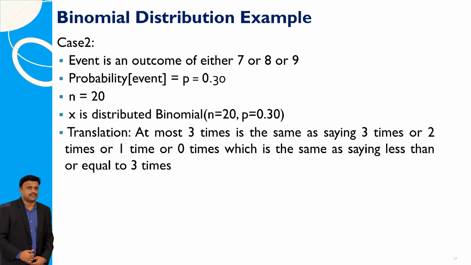In case 2, the event involves landing on 7, 8, or 9 with a probability p equals 0.30. Given n equals 20 spins, the number of such outcomes follows a binomial distribution, n equals 20, p equals 0.30. The probability of this event occurring at most 3 times is the sum of the probabilities of it occurring 0, 1, 2, or 3 times, which is equivalent to P(x) less than or equal to 3.